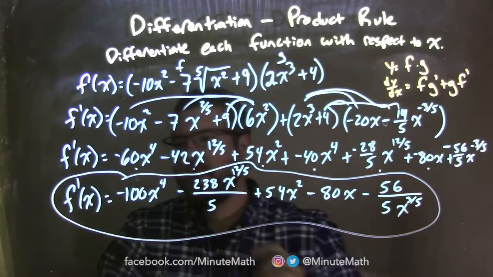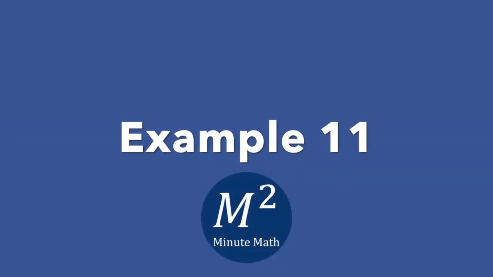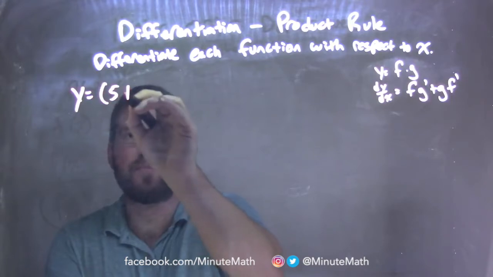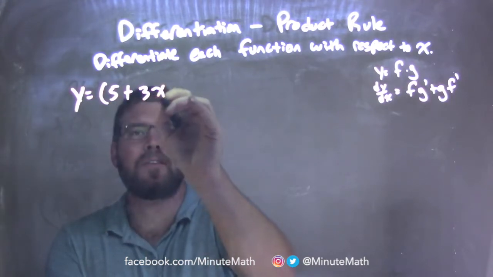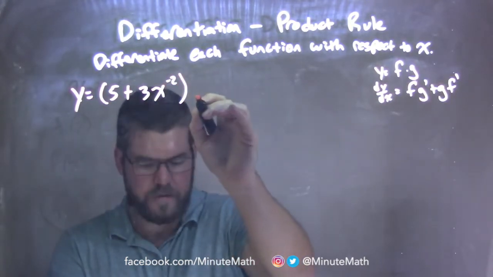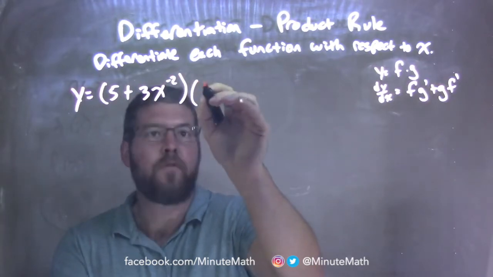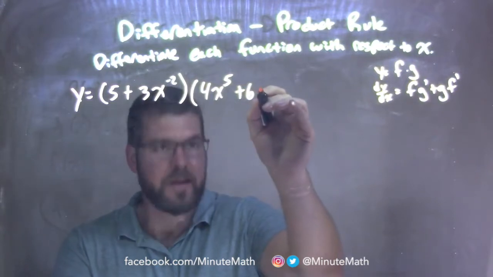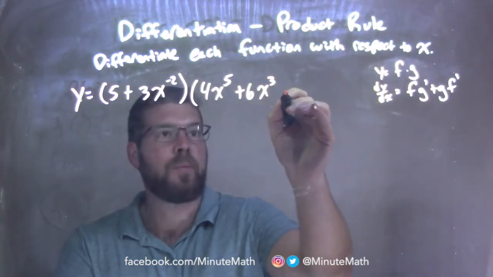Anyway, our final answer here, y equals, parentheses, 5 plus 3x to the negative 2 power, close parentheses, times parentheses, 4x to the 5th plus 6x to the 3rd plus 10.